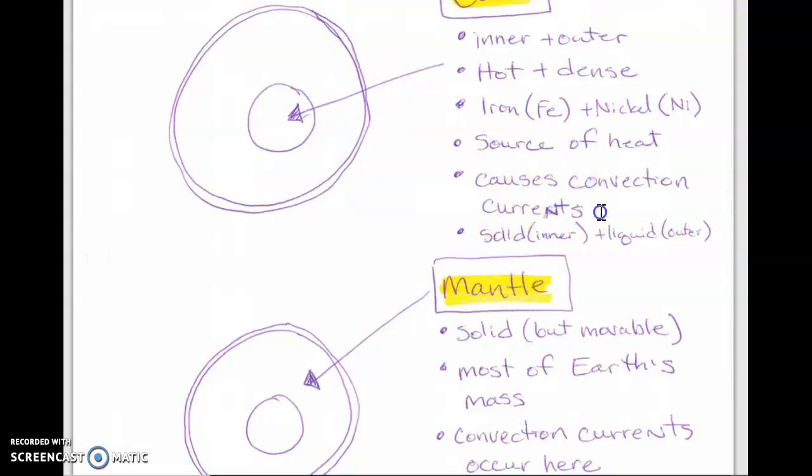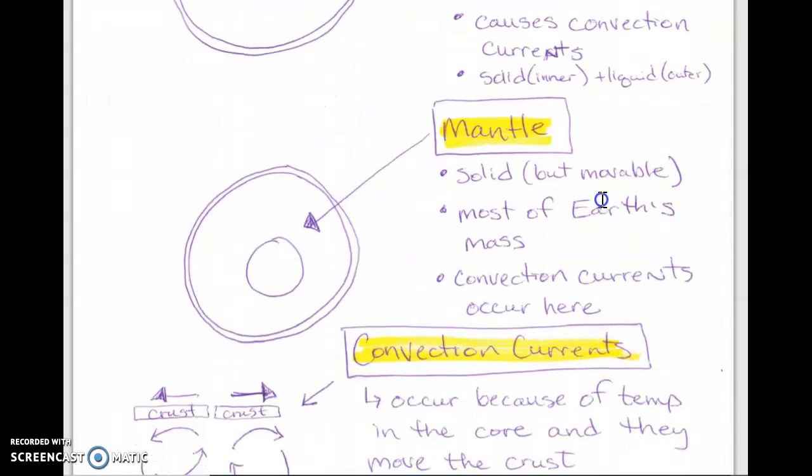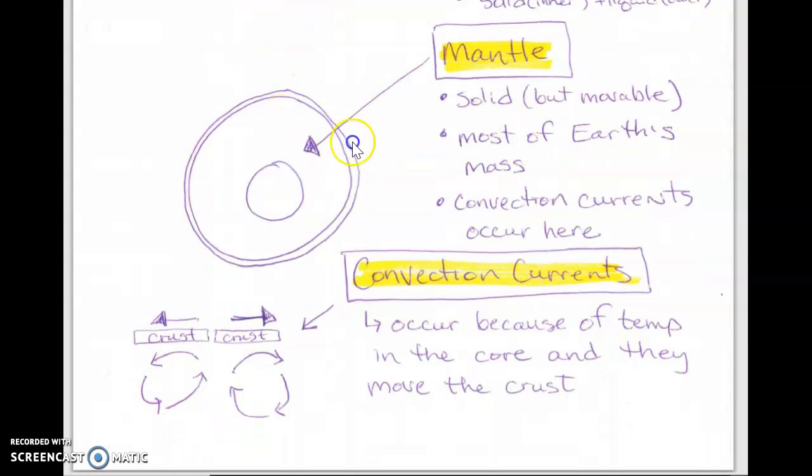We also are going to talk a lot about convection currents. And in the mantle, that's what's going to pretty much drive that crust to move. So convection currents occur because of the temperature difference. We're going to see that in a lab on Monday, where the heat is going to cause a change in density. It's going to rise, it's going to start to cool, it's going to fall, it's going to make these circular movements.